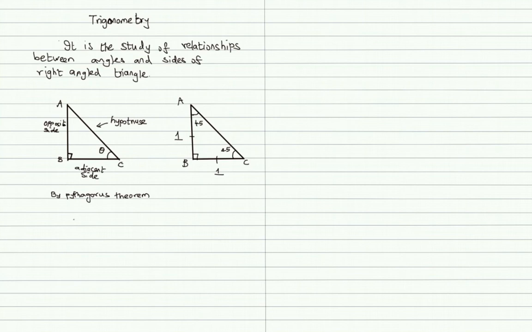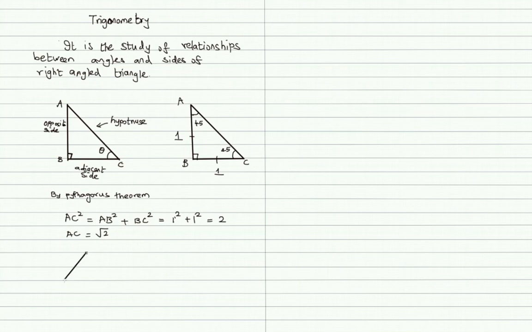Now let us calculate the length of side AC. So by Pythagoras theorem, the square of hypotenuse will be equal to the sum of squares of the other two sides. So the other two sides are 1 square and 1 square, which is 2. So the length of AC is root of 2.